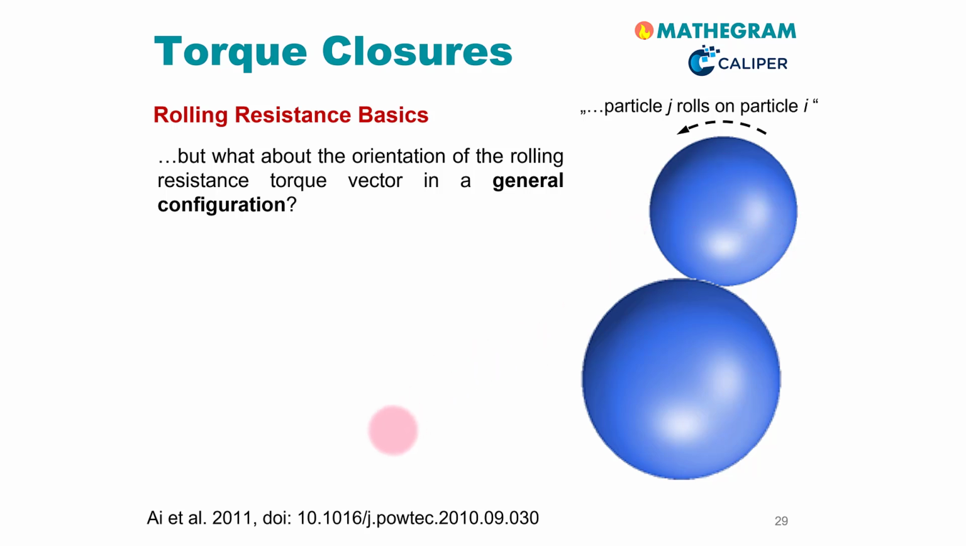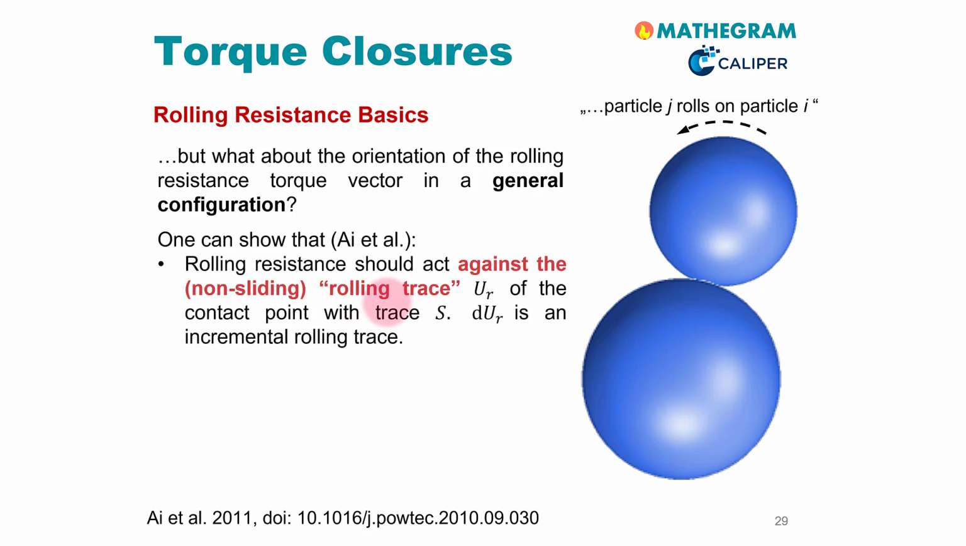All this has been very nicely summarized and analyzed by I et al. and I would like to show you just a quick summary of that. First, we have to define a so-called rolling trace UR here. This rolling trace UR is a part of the contact point trace due to this rolling motion. So UR is essentially this contact point trace minus a sliding component.